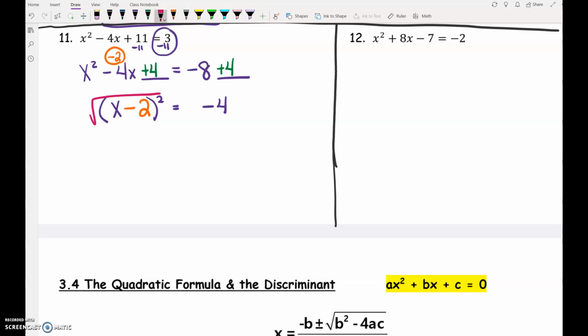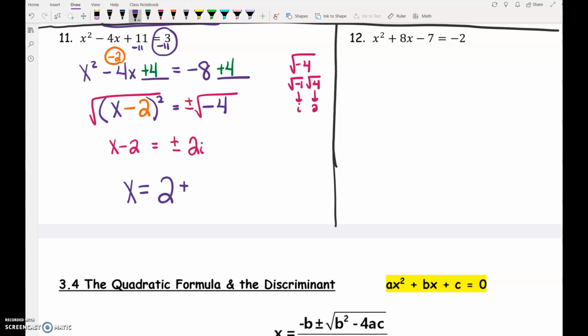We then need to square root both sides. And you are no longer in Algebra 1, so you can do the square root of negative numbers. The square root of negative 4 is the square root of negative 1 times the square root of 4. That would be plus or minus 2i. Add 2 to both sides. Our final answer is 2 plus or minus 2i.